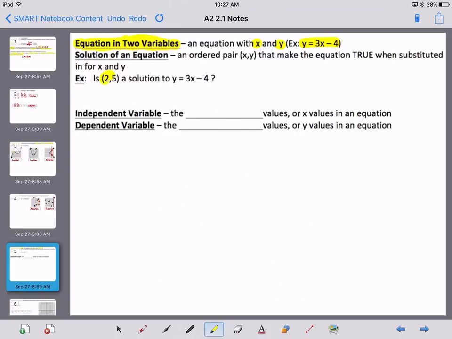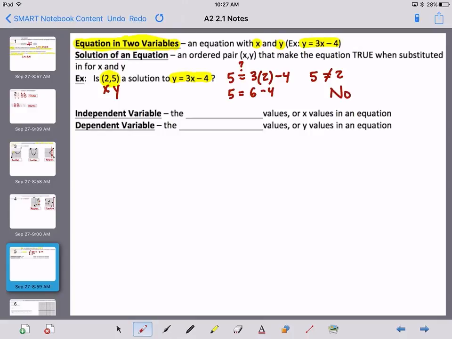So we're going to figure out, is (2, 5) a solution to the equation above, y equals 3x minus 4? We're going to plug in 2 for x and 5 for y and see if that gives us something that makes sense. So if we substitute, we get 5. We want to see, is that equal to 3 times 2 minus 4? So is 5 equal to 6 minus 4? And we can see no, because 5 does not equal 2.